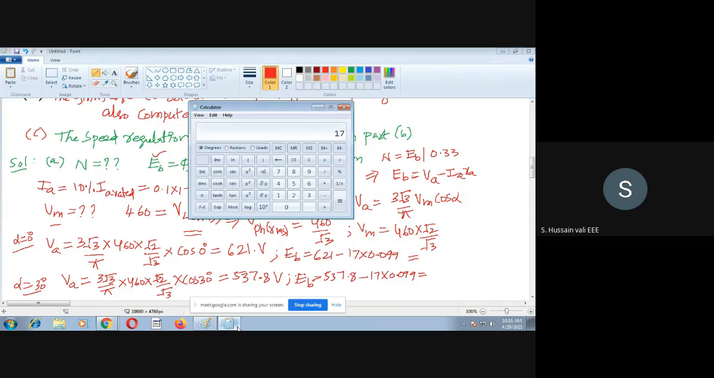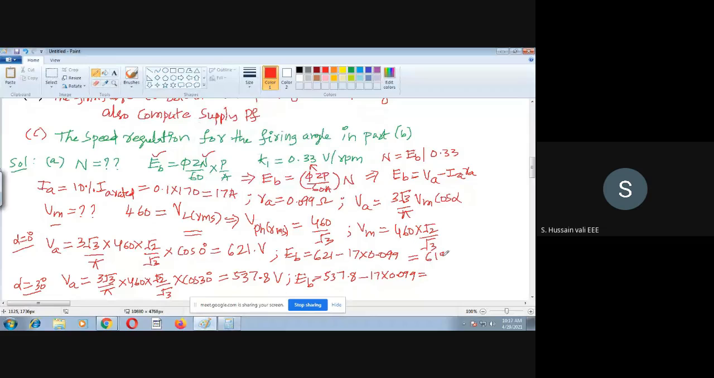So 17 into 0.099, 1.683. So 621, so 619.317. 619.317. I will write 619.3.